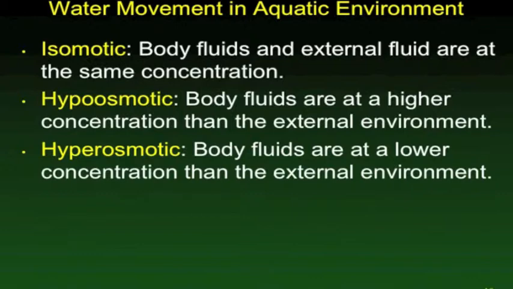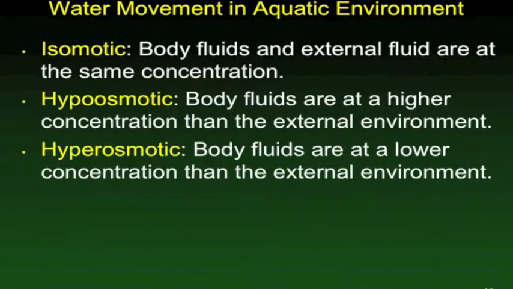So if there is less salt inside the body, then there's going to be more water. And you see here in the definition it says body fluids are at a higher concentration inside the body than the external environment. In a hyperosmotic situation, that means that the salt concentration or solute concentration inside the body is higher, hyper, like a hyperactive child. And so the amount of fluid or water inside is lower, and they tend to take on water from the external environment.